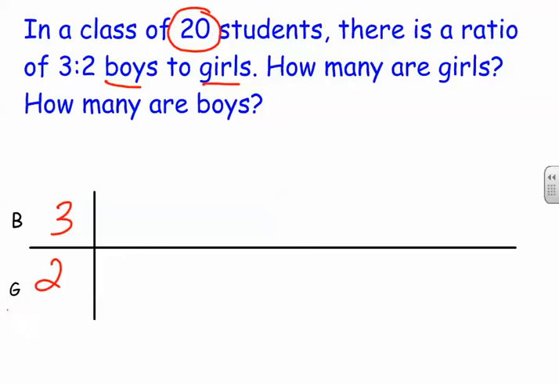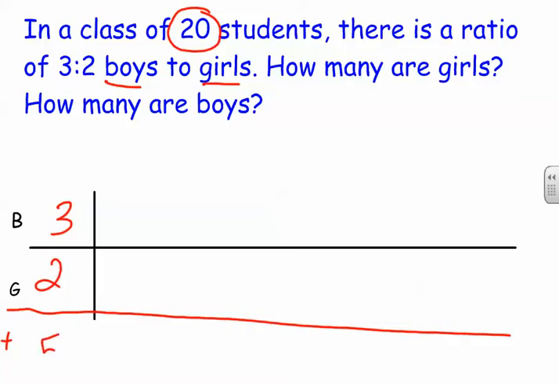So the only difference now is because I've given you a total, I need to add a total row. So as of right now, what's my total? I had 3 boys and 2 girls, so my total now is 5. Okay, so you have to do this one extra step here. The 20 kids is what I want to get to. I want to get to 20.